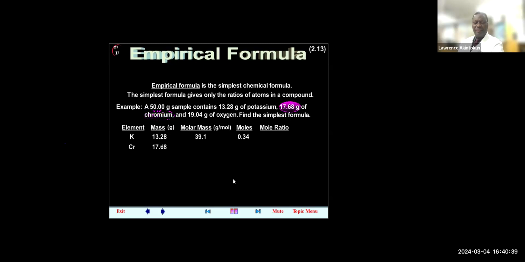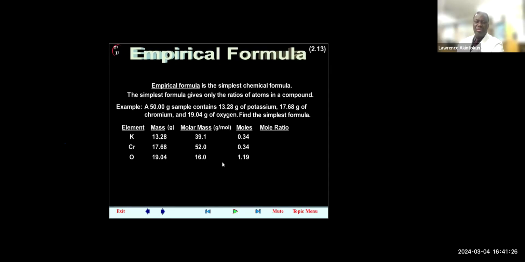Element Cr. Mass 17.68. Molar mass 52.0. Moles: 17.68 divided by 52.0 is equal to 0.34. Element O. Mass 19.04. Molar mass 16.0. Moles: 19.04 divided by 16.0 is equal to 1.19.